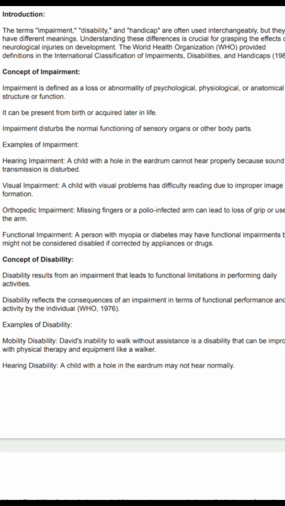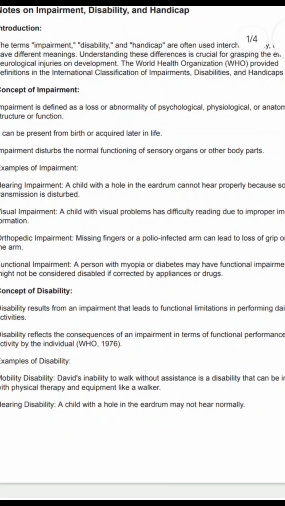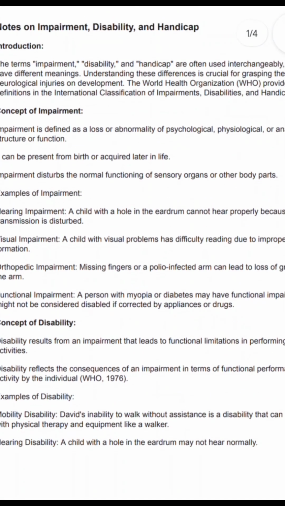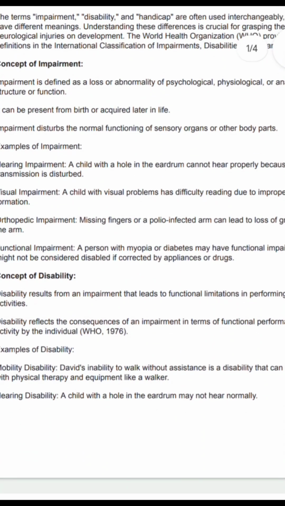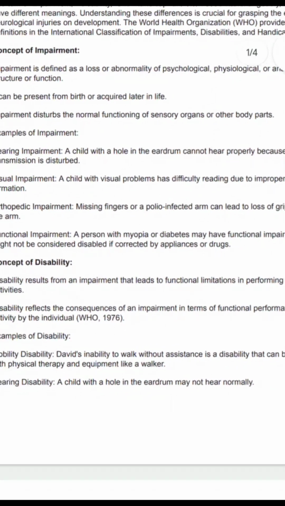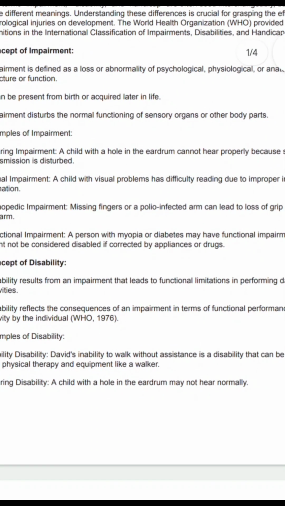Concept of impairment. Impairment is defined as a loss or abnormality of psychological, physiological or anatomical structure or function. It can be present from birth or acquired later in life. Impairment disturbs the normal functioning of sensory organs or other body parts. Examples of impairment: hearing impairment. A child with a hole in the eardrum can't hear properly because sound transmission is disturbed.